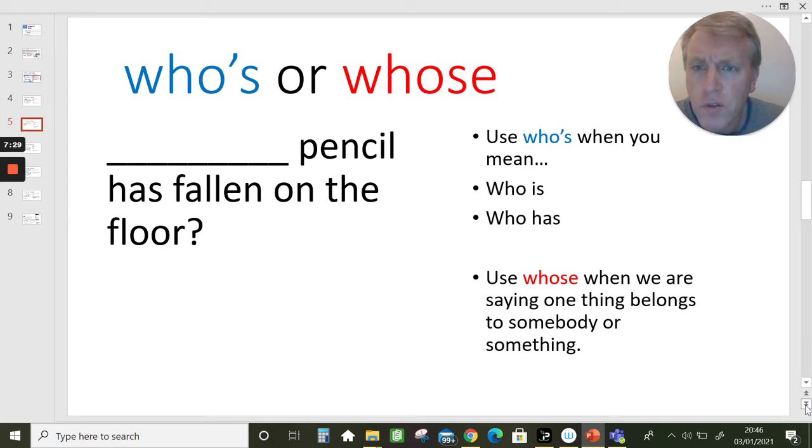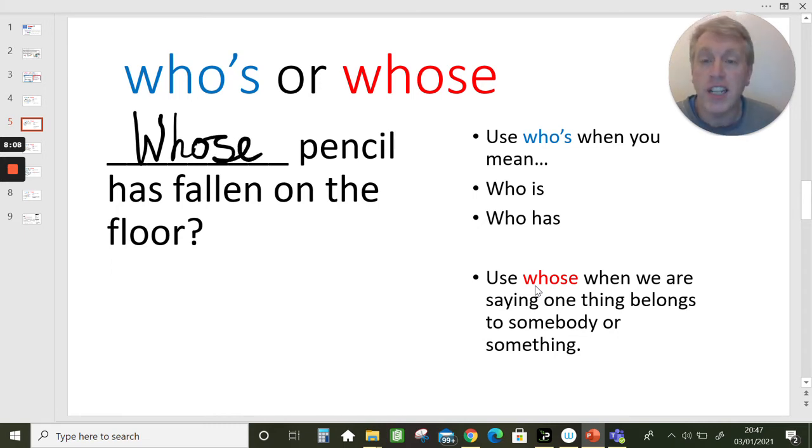Whose pencil has fallen on the floor? Whose pencil? Does it mean, if it's a blue one, who is pencil has fallen on the floor? That doesn't make sense. What about who has pencil has fallen on the floor? Oh no, that doesn't make sense either. It's got to be the red one because we're talking about whose pencil, the pencil that belongs to who. So that must be that we are going to write whose like this. Whose pencil has fallen on the floor.